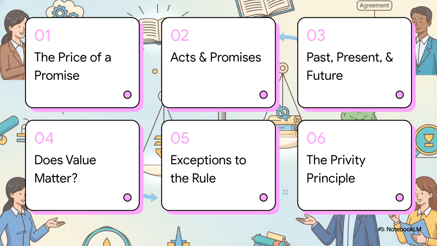Okay, let's just quickly look at our roadmap for today. We're going to cover the price of a promise, acts, promises, and forbearance, past, present, and future consideration, whether value actually matters, exceptions to the rule, and finally, wrap up with the privity principle. Let's get right into it.